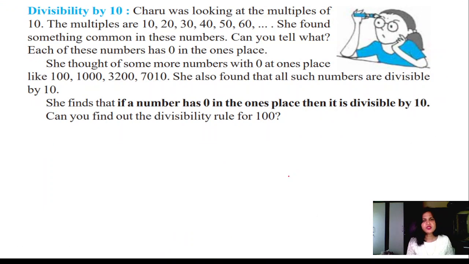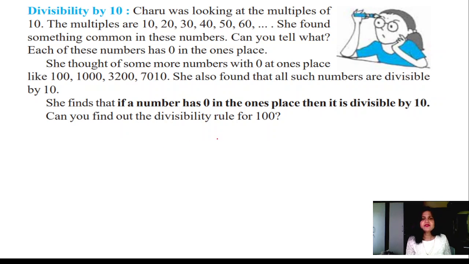Divisibility by 10. Charu was looking at the multiples of 10. Multiples of 10 are 10, 20, 30, 40, 50, 60. We found something common in these numbers, that is 0 at the end of these numbers. Can you tell what each of these numbers has? 0 in the ones place. She thought of some more numbers with 0 at the ones place, like 100,000, 32,100, 7,010. She also found that all such numbers are divisible by 10. She finds that if a number has 0 in the ones place, then it is divisible by 10.